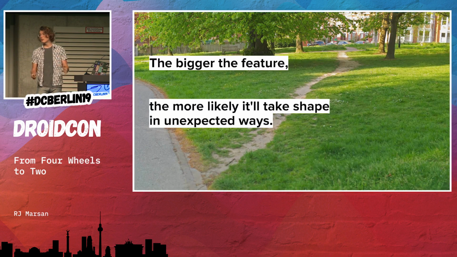I had an engineer tell me in a moment of wisdom, "RJ, the bigger the feature, the more likely it'll take shape in unexpected ways." I actually think he just read it on Reddit, but it's a different point. But this is desire paths. This is the idea that when I'm going to lay concrete down this way, people are going to walk that way. But humans have a habit of going the way they want to go, and projects have a way of growing the way they want to grow. So I'm going to go through how this kind of worked here.